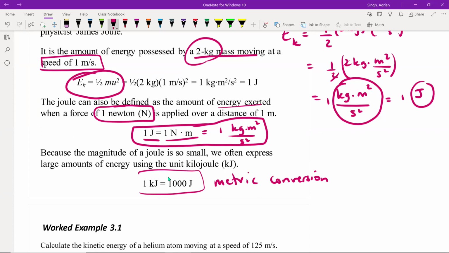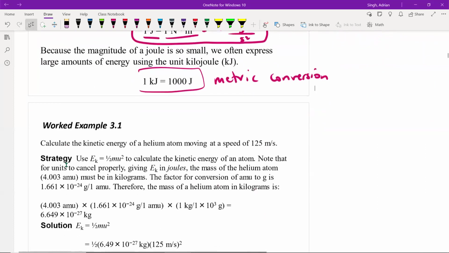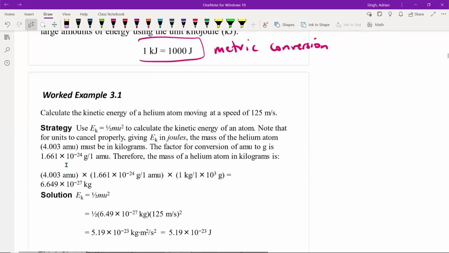So kilojoule, 1,000 joules, megajoules, a million joules, etc. All right, so if we take a look now, calculating the kinetic energy of a helium atom moving at a speed of 125 meters per second. All right, so provided with a question, fairly straightforward question.